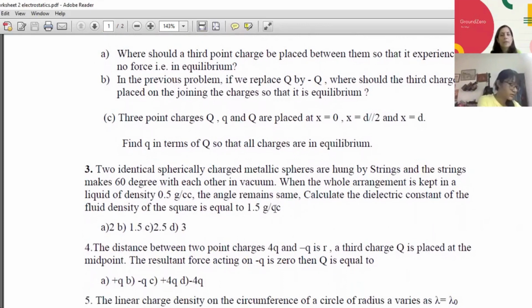Two identical spherical charged metallic spheres are hung by strings, and the strings make 60 degrees with each other in vacuum. When the whole arrangement is kept in a liquid of density 0.5 gram per cc, the angle remains the same. Calculate the dielectric constant of the fluid. Density of the sphere is equal to 1.5.